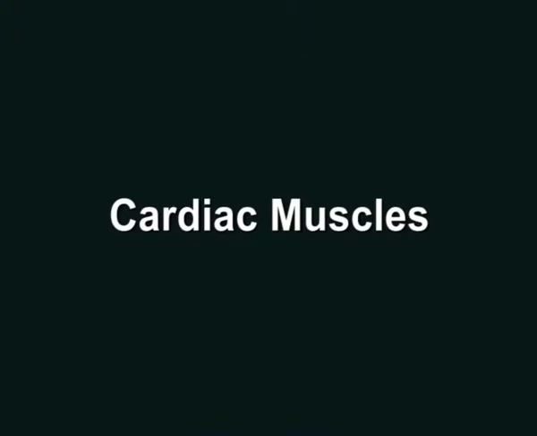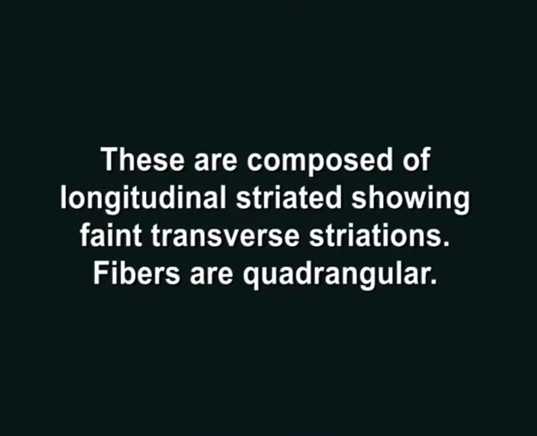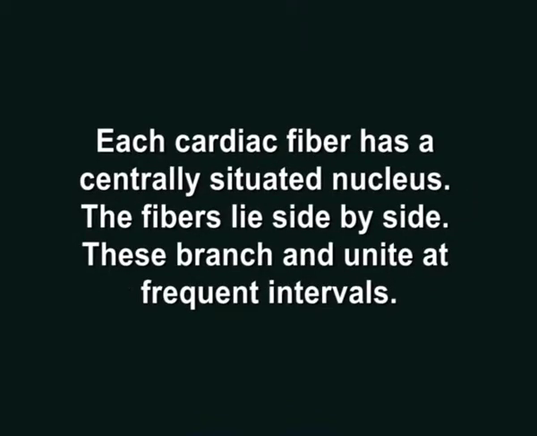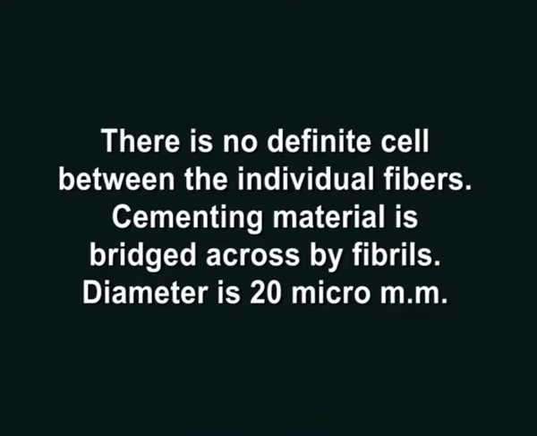Cardiac muscles. These are composed of longitudinal striates showing faint transverse striations. Fibers are quadrangular. Each cardiac fiber has a centrally situated nucleus. The fibers lie side by side. These branches unite at frequent intervals. There is no definite cell between the individual fibers. Cementing material is bridged across by fibrils. Diameter is 20 micro mm.